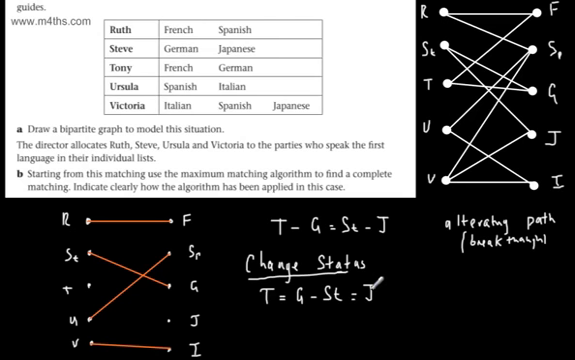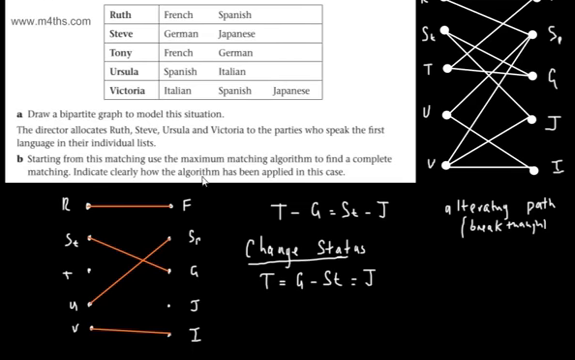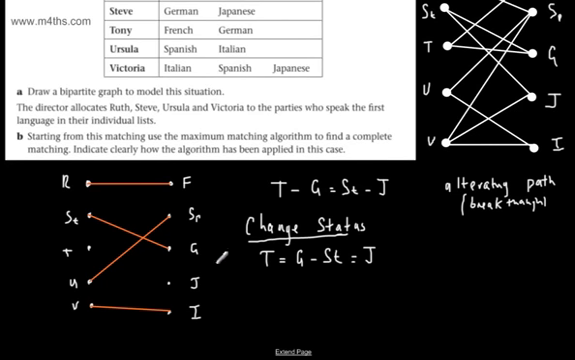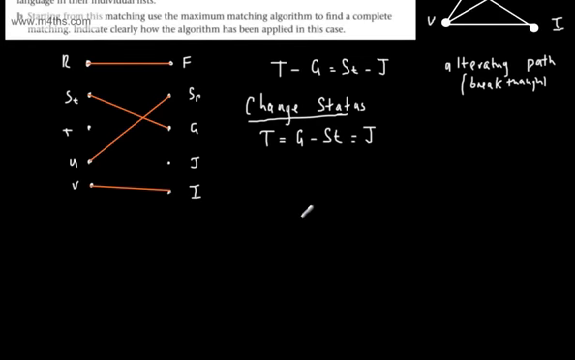Each time we implement this algorithm, we increase the number of matchings by 1. So before, Tony wasn't matched and Steve was matched. Tony is now matched, and Steve is now matched with something different on his list. We're told to draw a bipartite graph starting from this matching and use the maximum matching algorithm to find a complete matching. So I've gone from Tony to German, German to Steve, Steve to Japanese. So change status, and that's what we've got.